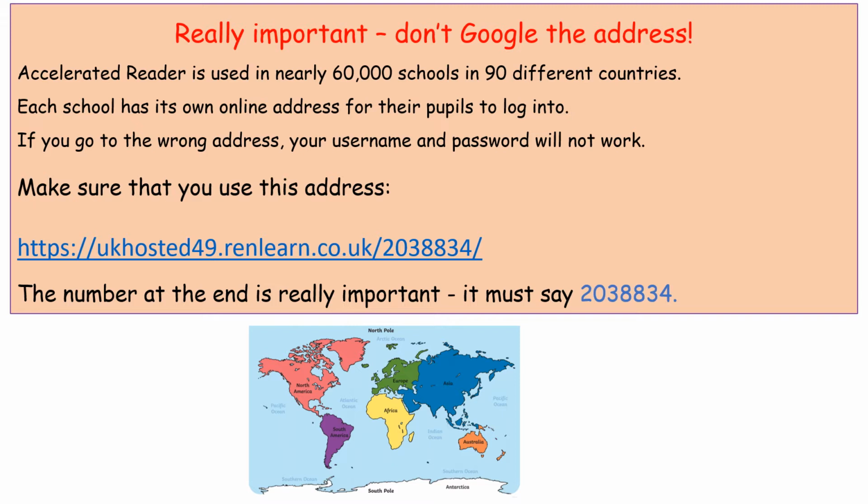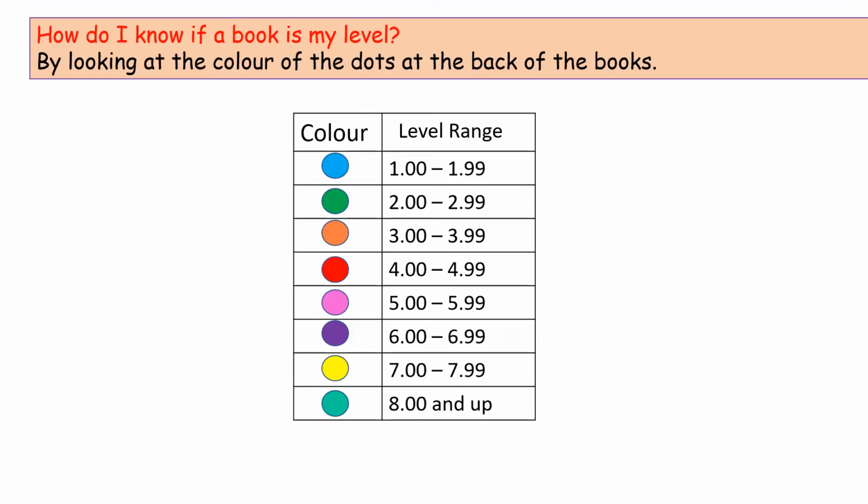It's got to say 2038834. If you go anywhere else, your username and password will not work. You've got to go to the right place. It's a bit like having a password for a Steam account and then trying to go into your Xbox using that username and password. It won't work. Okay, so you need to have 2038834 at the end.